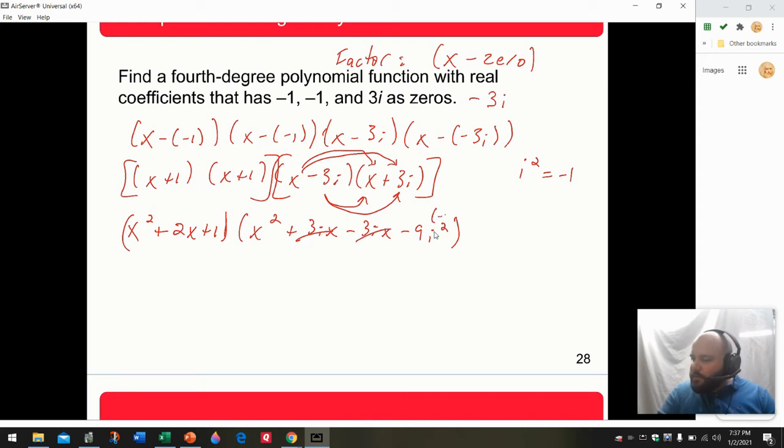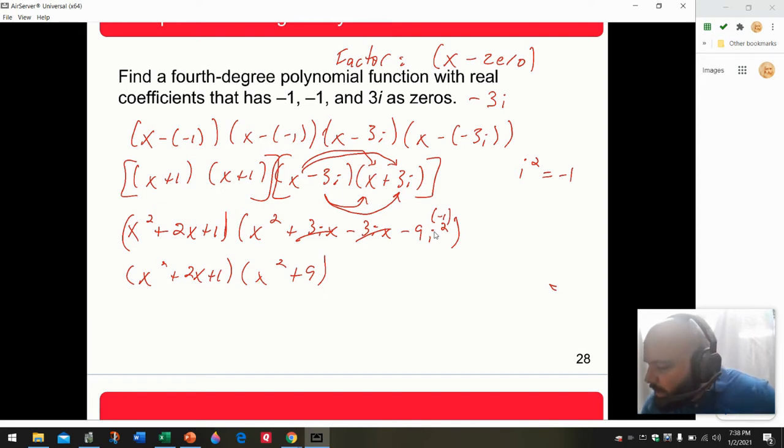This i squared is going to become -1. That -1 is going to multiply the -9 and just become +9. So what we're going to be left with is x squared plus 2x plus 1. Then we're going to have x squared plus 9. And as you can see, the imaginary terms all went away. That should happen when you multiply conjugates together. And that's really important. That's why I said you FOIL those together first, because all the imaginary numbers should cancel themselves out or turn into -1, and then you won't have them anymore.